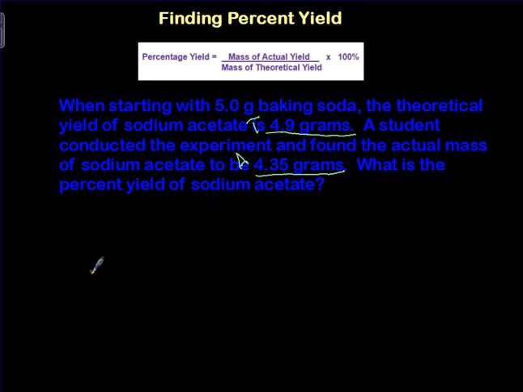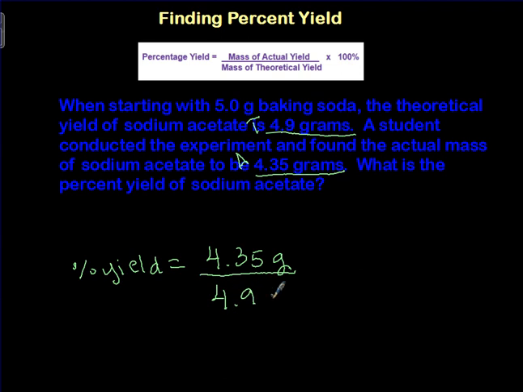So my percent yield is going to be equal to the mass of actual yield. So my actual again is here, 4.35 grams. Okay. And I'm going to put that over what my theoretical was, 4.9 grams. And then because it's a percent, I want to multiply my answer by 100.